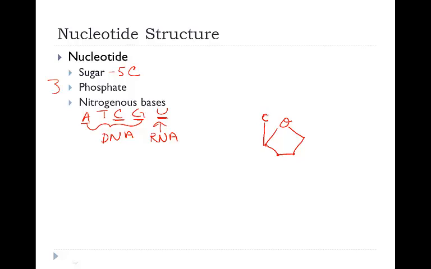So we actually write the carbon in this time, whereas the other carbons are inferred in the vertices of the pentagon with the oxygen at the top. And then it has 1 hydrogen here and 1 hydrogen here. So that is our 5-carbon sugar. It could be deoxyribose, or it could be ribose. It depends on what nucleotide we're drawing.